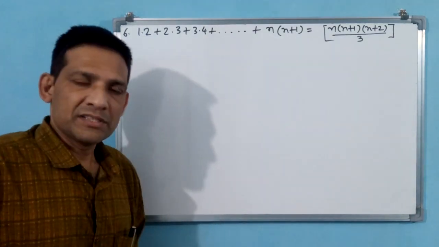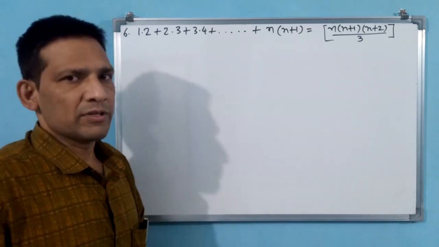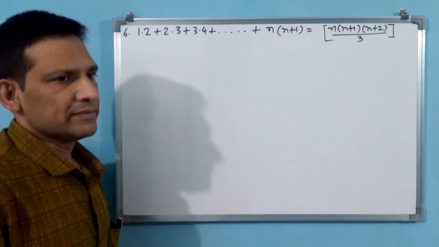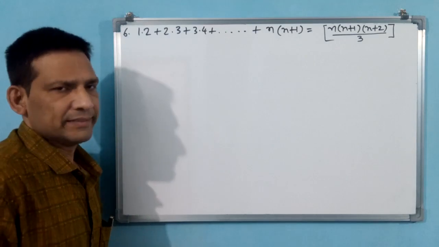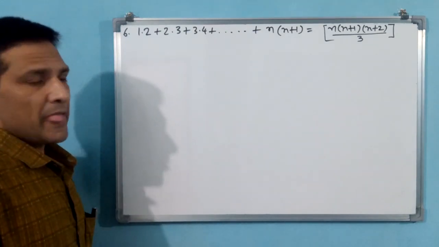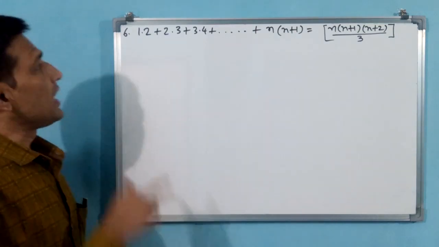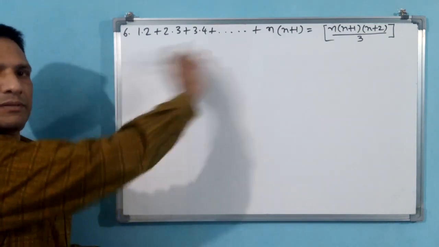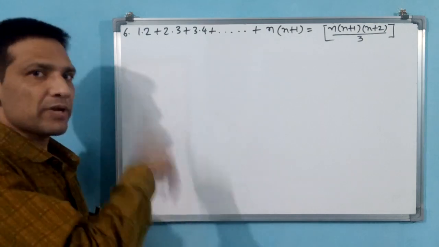The first step is n belongs to N, that they have already given. That is why I am not writing it again. If you want, you can write it again, there is no harm. What I am doing, rather than writing it again, I am changing this statement as Pn. But you don't change, you have to write it again.